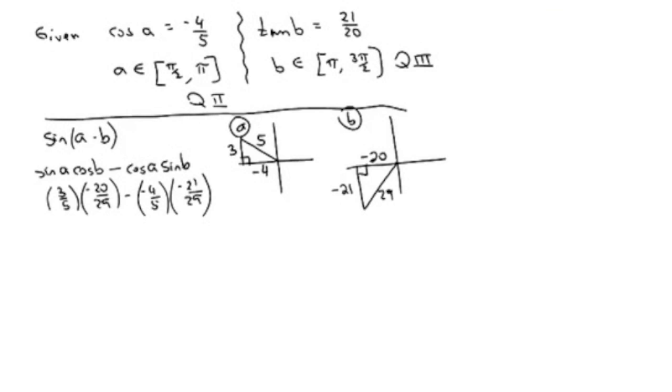And now you can use your calculator to do the rest of it, because this is a pain. Five times 20, I don't want to do this. You can do 3 over 1, 84, negative 144 over something. 145? 144 over 145?